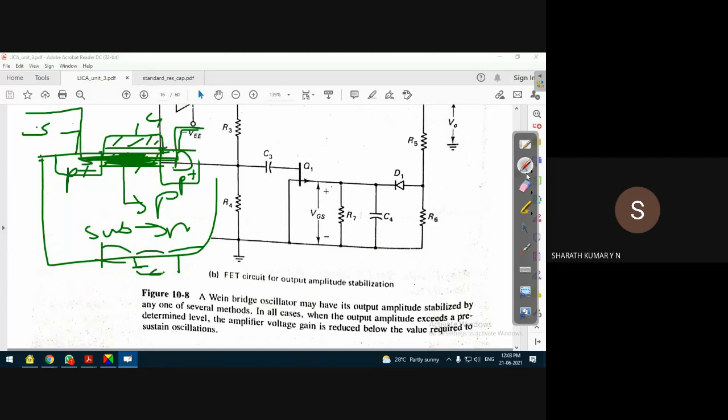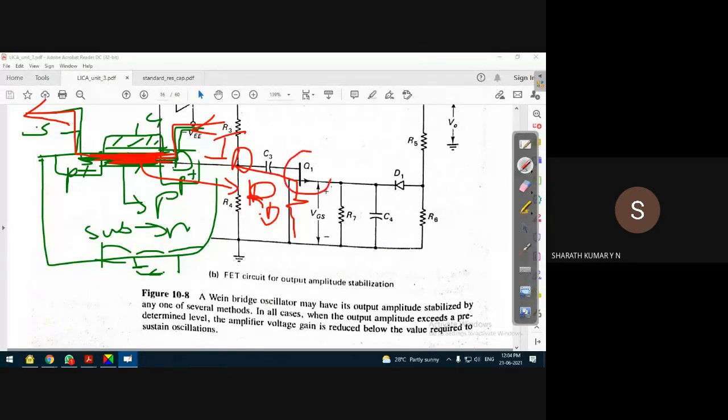Okay, I think I can pick another color, some contrasting color. So the current flows from drain to source through the channel, which is called the drain current ID. This channel, because it is a conducting region, has a resistance, represented as RD, the channel resistance. This resistance now comes in parallel with the resistor R4.